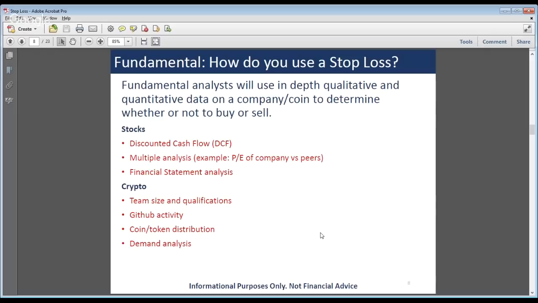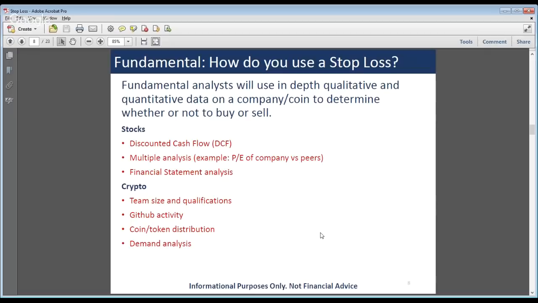This can also be FX or commodities, whatever it is. So here are some examples. FA might include discounted cash flow for stocks, or multiples analysis, so you're looking at the price to earnings ratio of Walmart versus other big box retailers. Financial statement analysis, listening to conference calls, understanding the personalities of people in the C-suite. There's a lot of different things that can go into fundamentals when you talk about stocks.